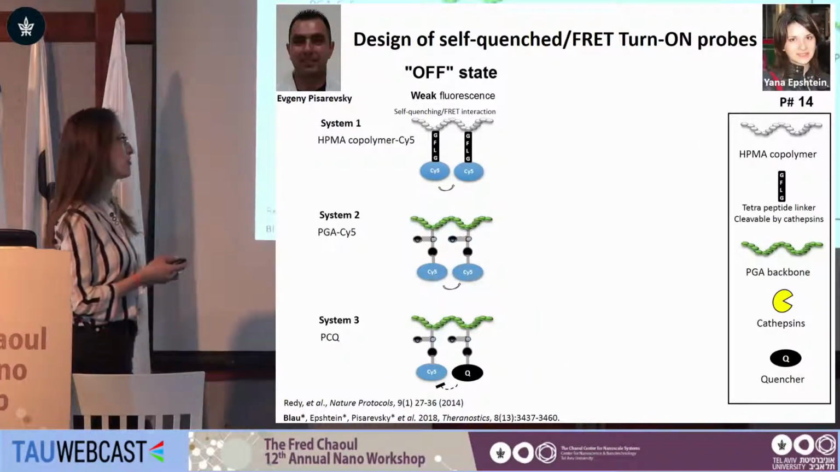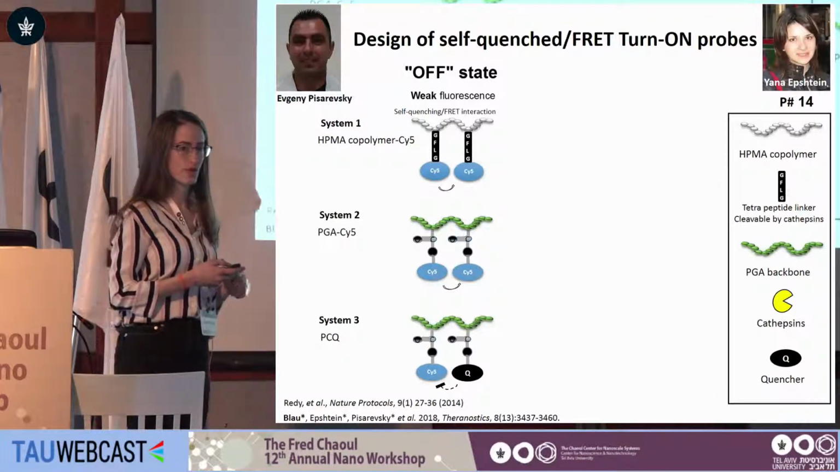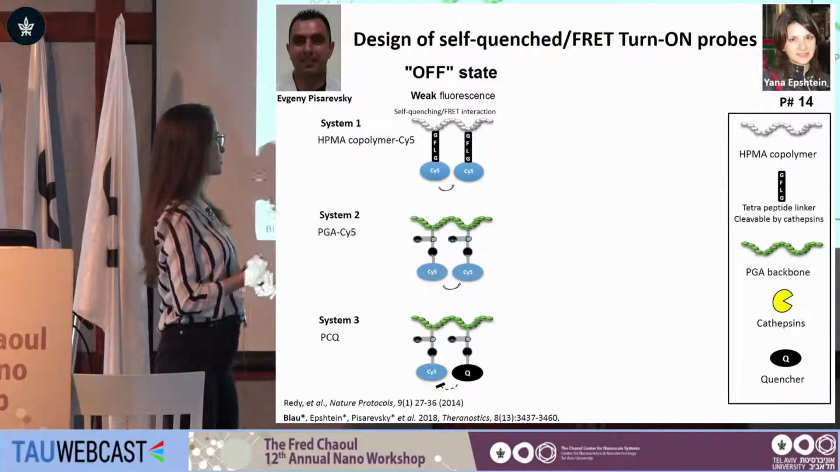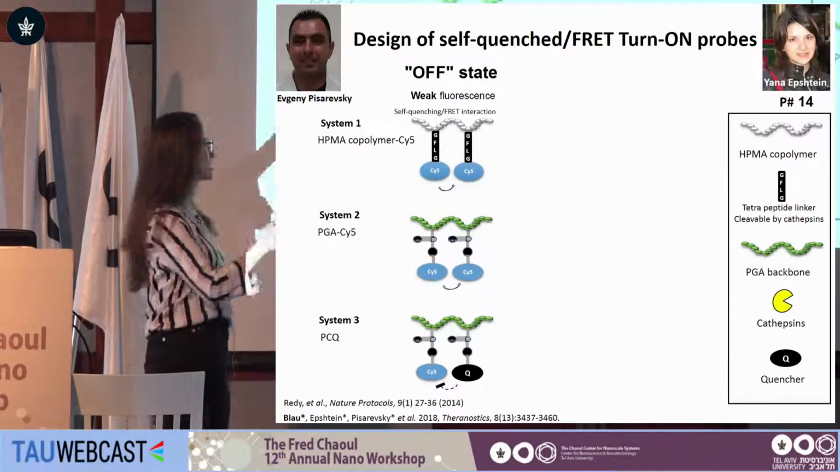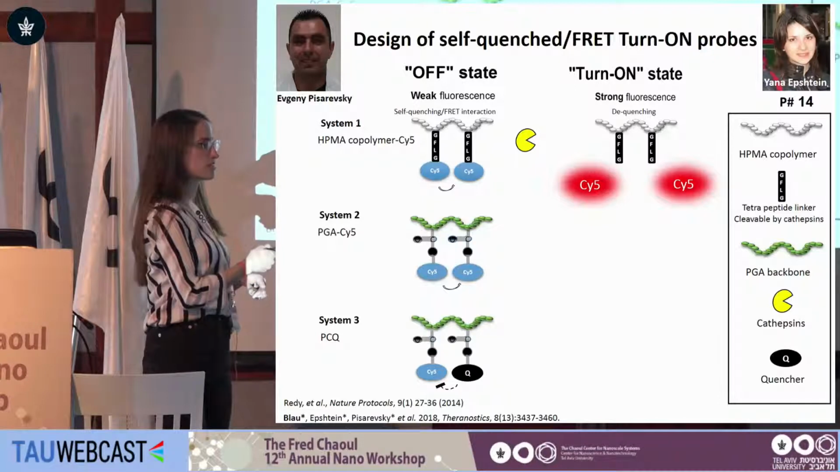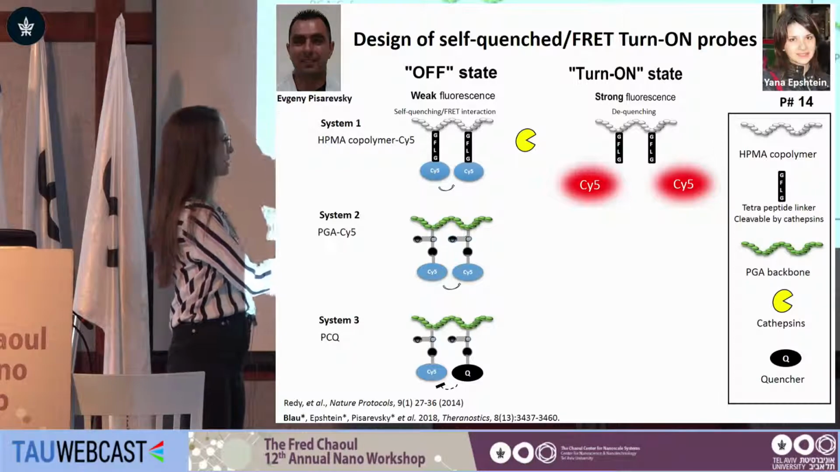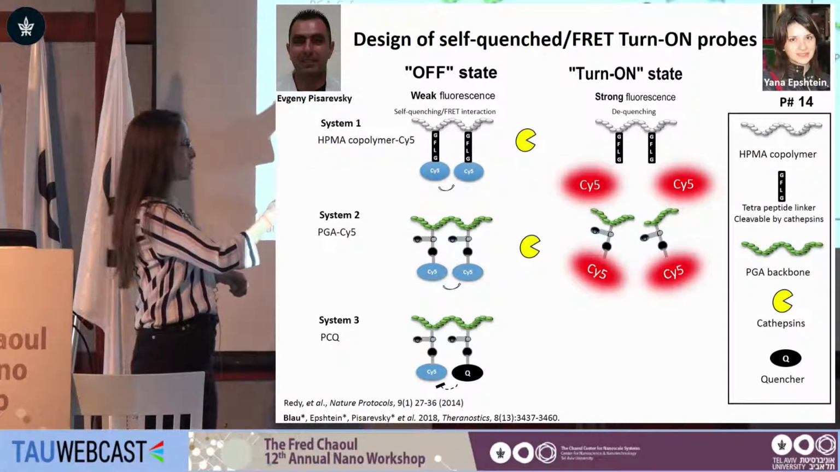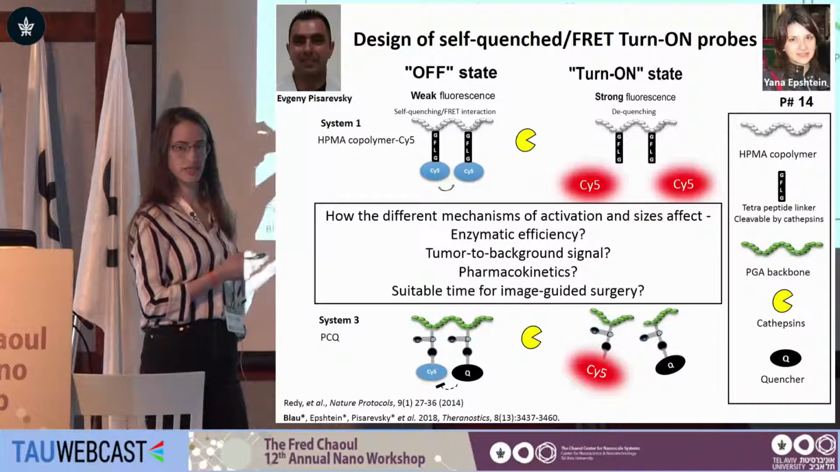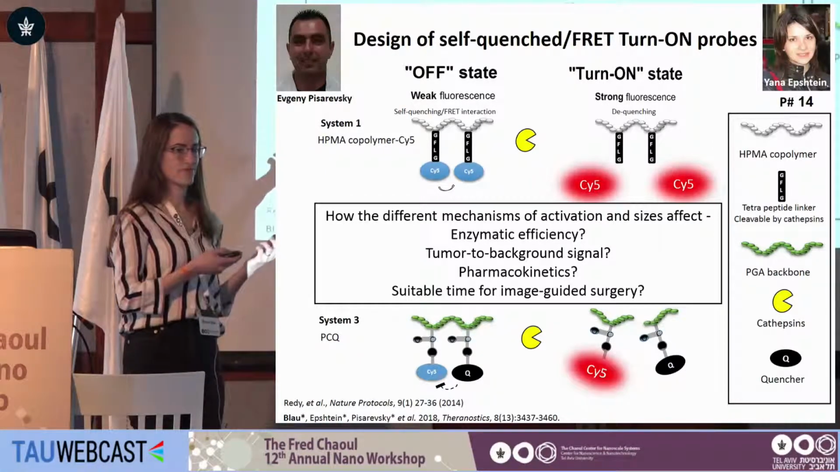So next, with the help of Yana Epstein and Evgeny Pisarevsky, we designed and synthesized 3 novel polymeric probes, turn-on probes that are optically silent while traveling the body due to self-quenching or FRET interactions between densely packed dyes or quenchers, and can be activated to their turn-on state by either cleavage of a suitable linker or degradation of a biodegradable polymeric backbone.